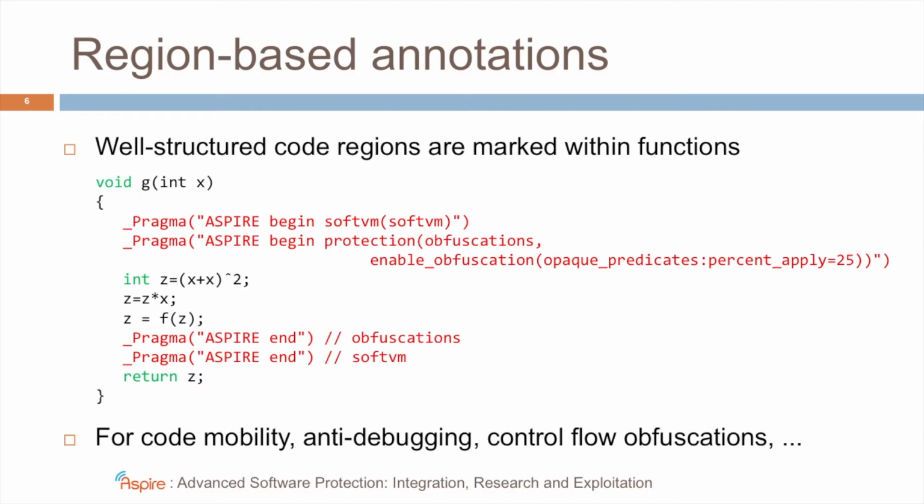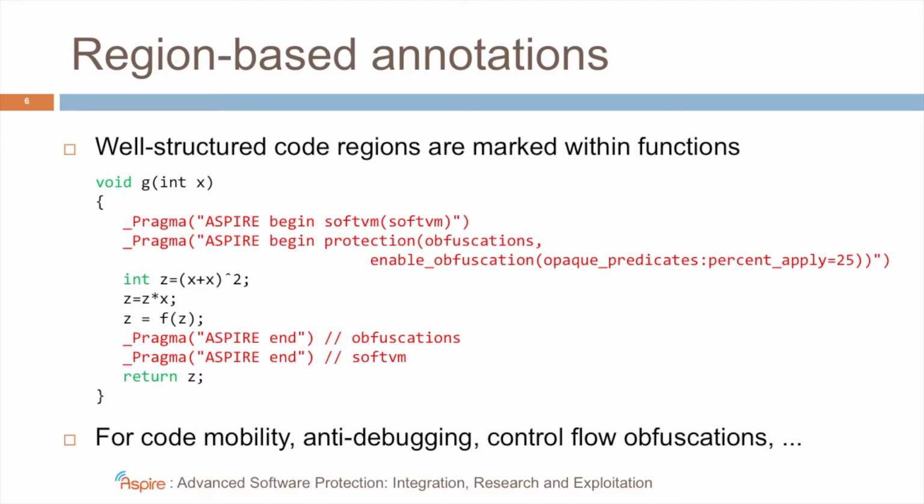Another type of annotations we have is region-based annotations. In this case, we're going to mark well-structured code regions within functions, and we specify which protections should be deployed on them. For example, here we have a function and we have the function body, and we want to protect this in two ways. First, we want to deploy opaque predicates. So we mark the region with a begin and an end pragma, and we specify that obfuscation should be applied, and the ones that should be enabled are opaque predicates. In this case, we can also specify a parameter. This means that at every program point, with a 25% chance, an opaque predicate should be inserted.